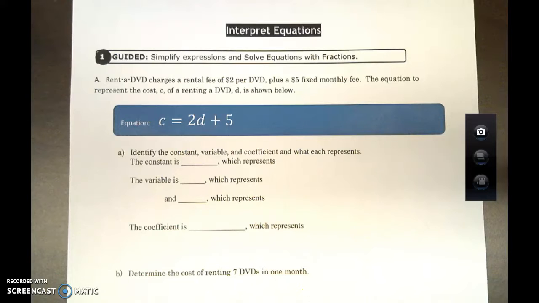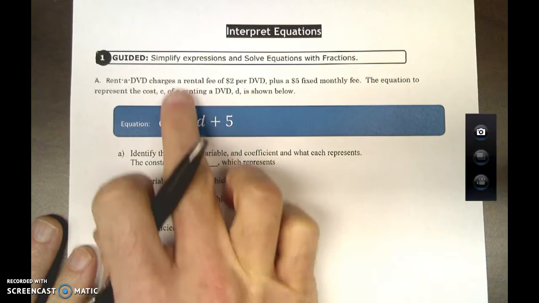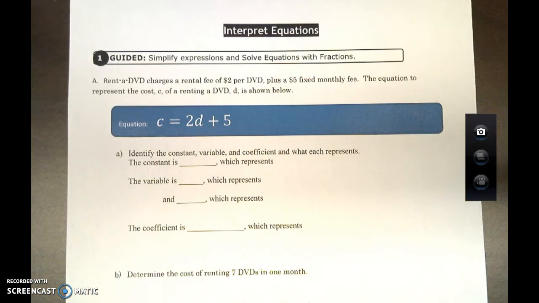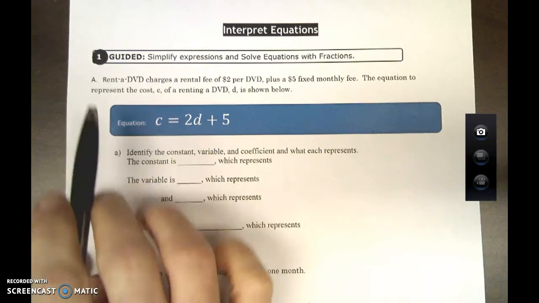Alright, so now that we've learned how to translate expressions, we're also going to apply that knowledge into interpreting equations. So it's going to be helpful to have those keywords that we learned about the different operations when we're looking at equations. So let's take a look at some equations here. We're going to simplify expressions and solve equations with fractions. So let's look at the first example.